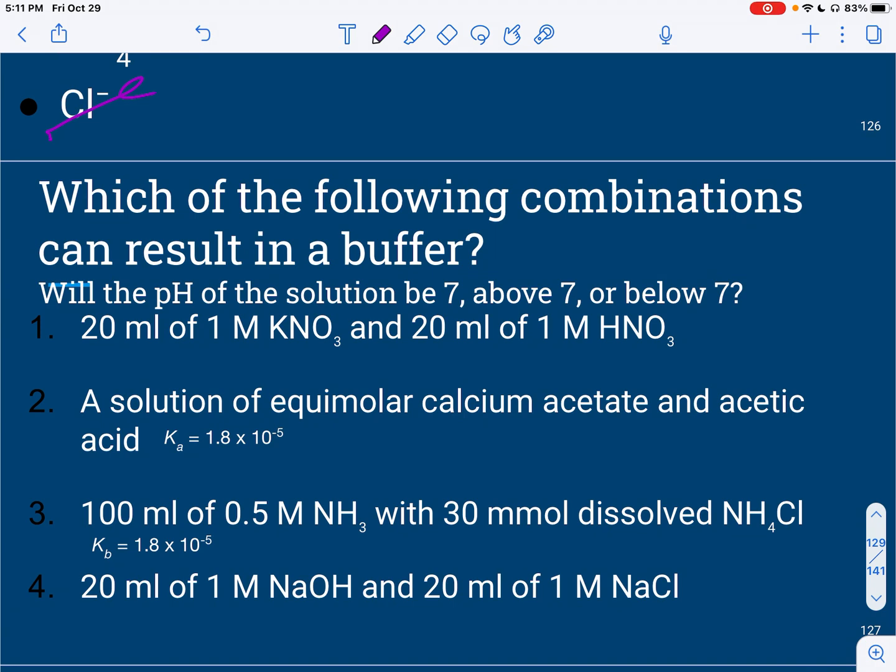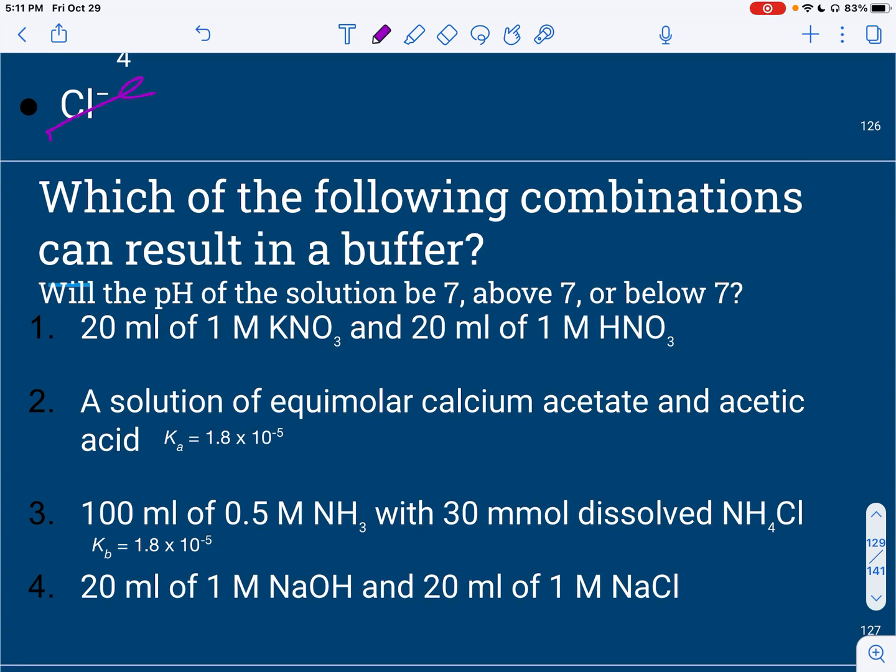Okay, so this is what a lot of questions will be like for buffers, and you're going to have a practice tomorrow in class that's, is this a buffer or not? And you have to go through and make it up. Okay, so which of the following combinations will result in a buffer? Will the pH be 7, above 7, or below 7?